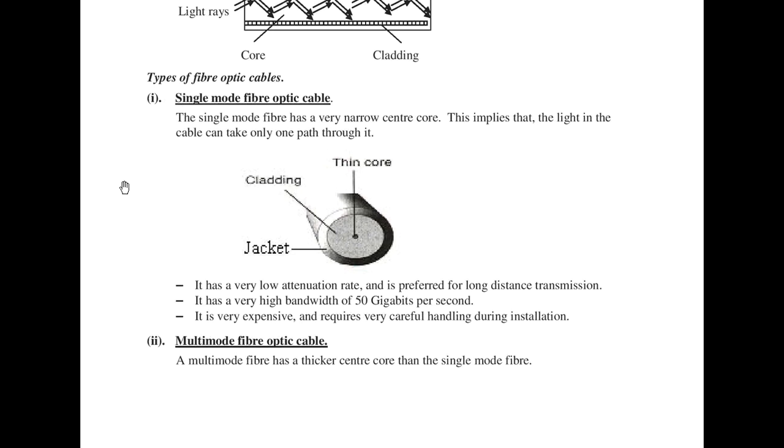We have two types of fiber optic cables. We have single mode and multi-mode. In your free time, go through the transmission, that is how they suffer from attenuation, the bandwidth and the cost, which is more expensive than the other one.